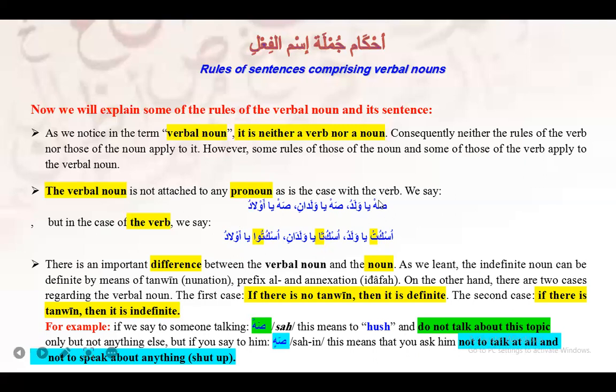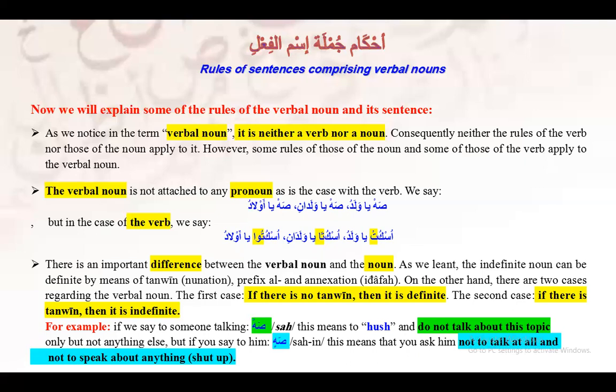Means the verbal noun doesn't change here in the 3 pronouns. صح يا ولد, صح يا ولدان, dual, صح يا أولاد, plural. Here صح doesn't change. But اسكت changes. Because here اسكت يا ولد for singular, اسكتا يا ولدان for dual, اسكتوا يا أولاد. There is an important difference between the verbal noun and the noun.